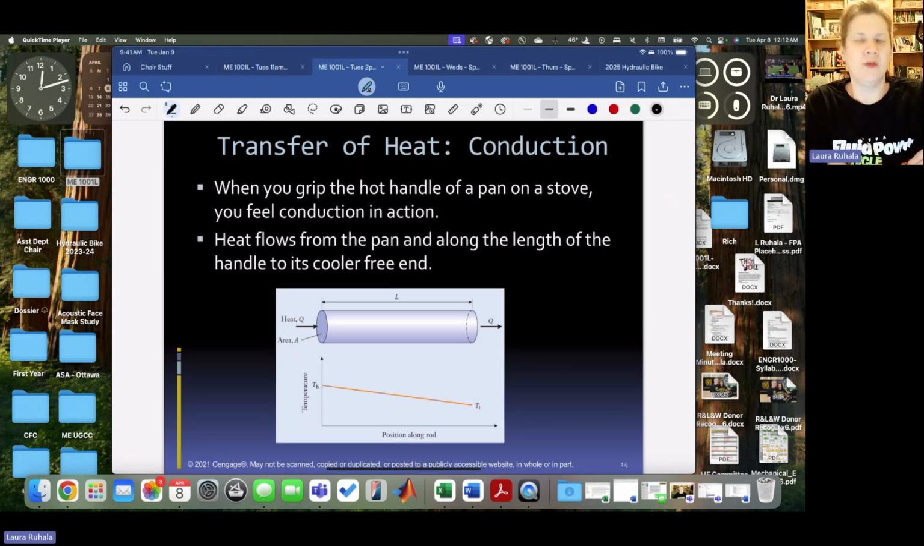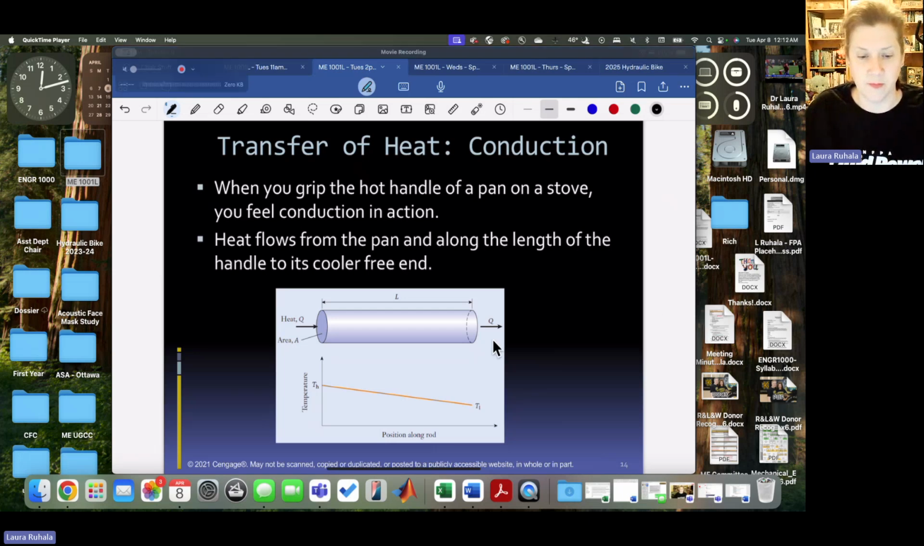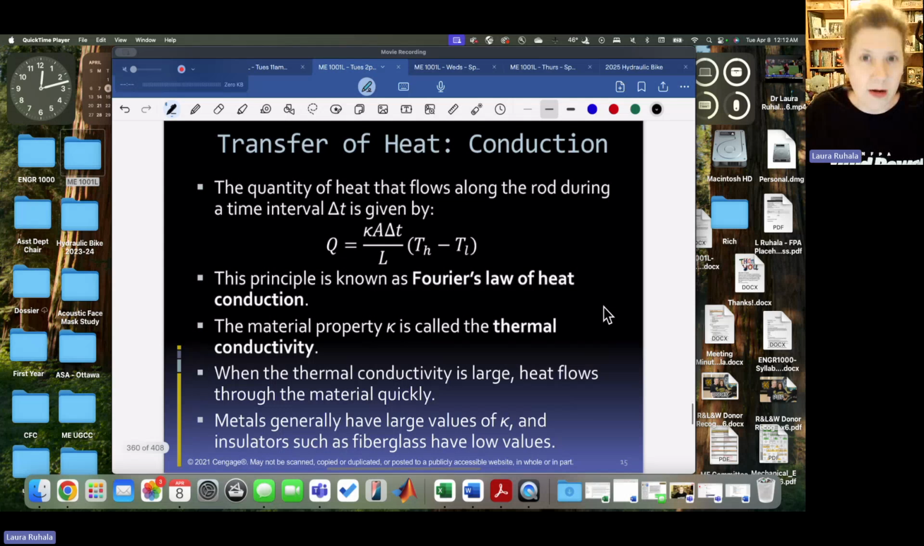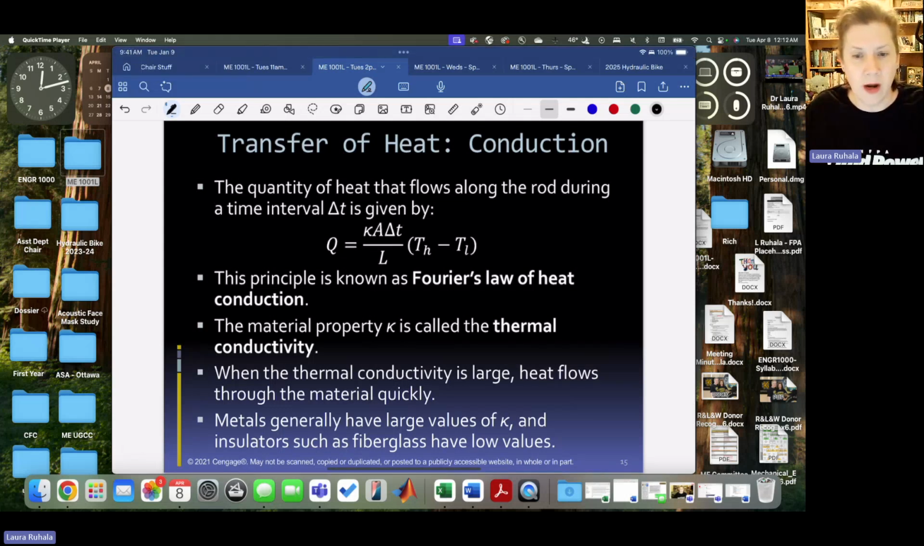Okay, so transfer of heat, conduction. When you grip the hot handle of a pan on a stove, you feel the conduction in action. Heat is flowing from the pan along the length of the handle to its cooler free end. The quantity of heat that flows along the rod during the time interval of delta T is given by Fourier's law of heat conduction.